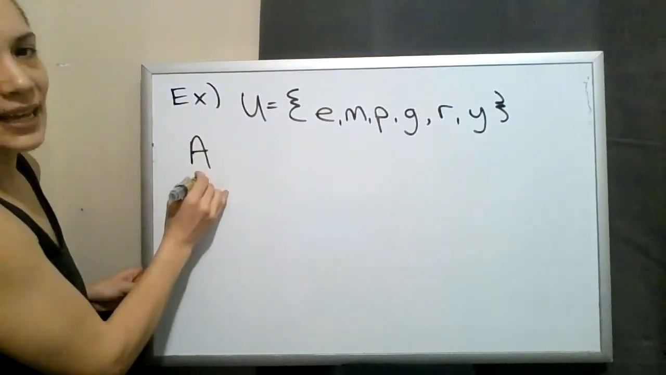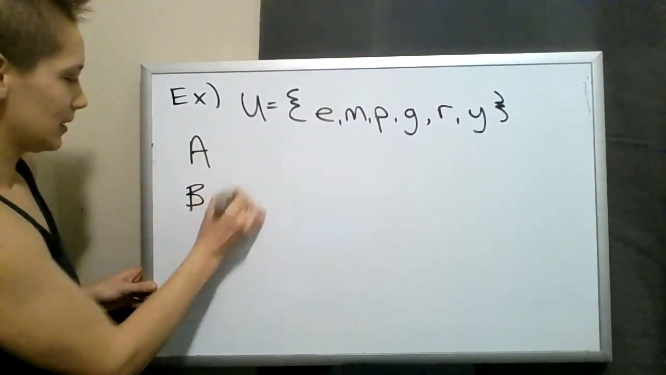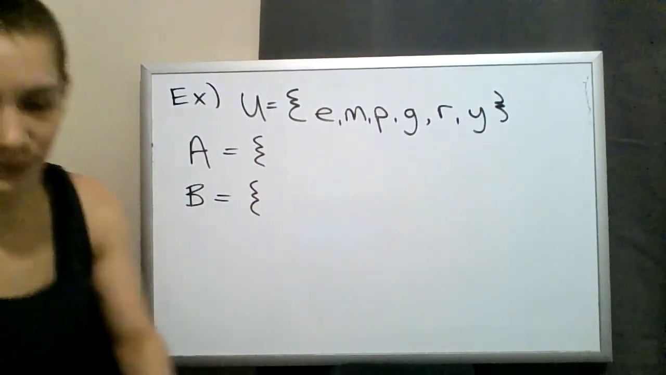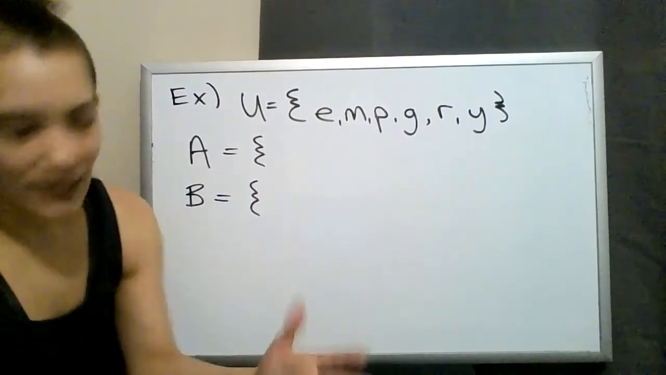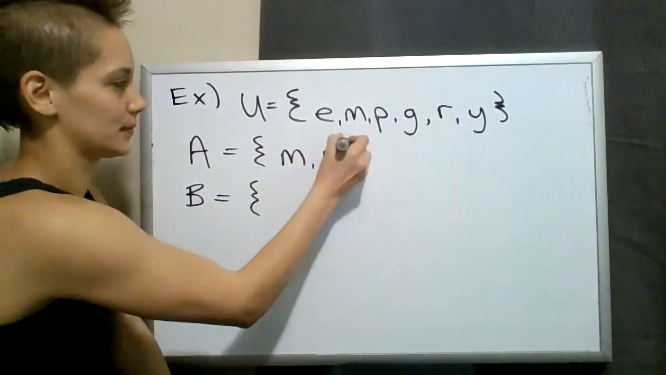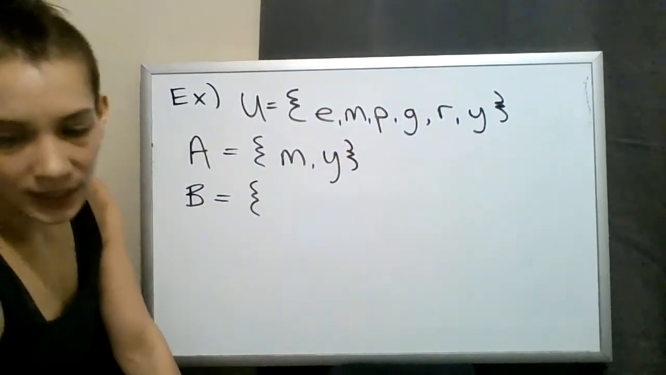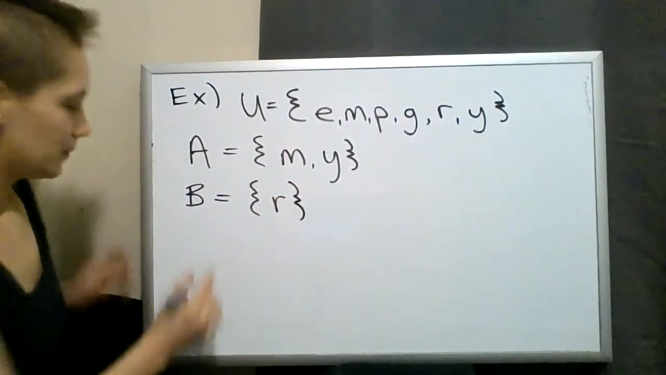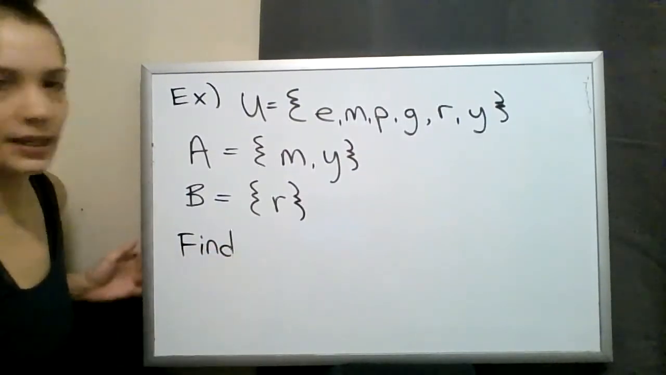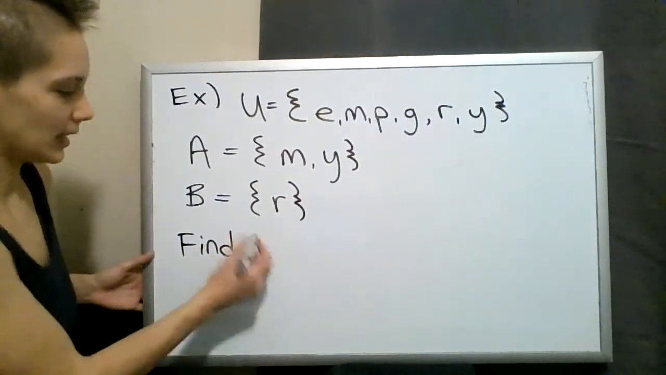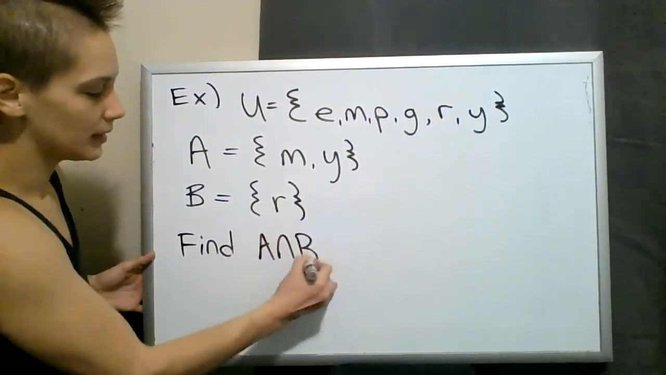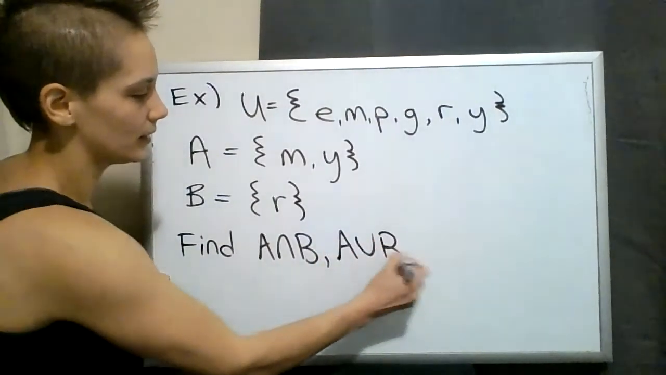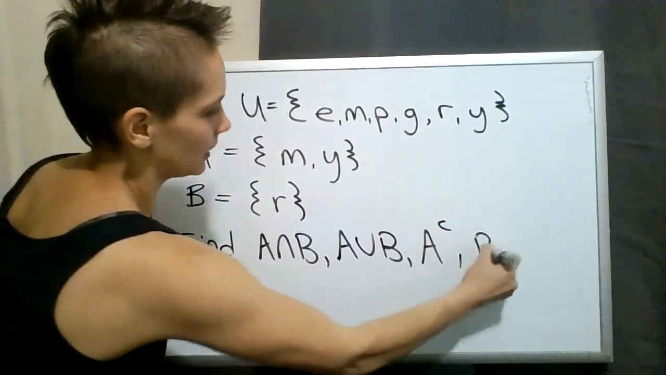We're going to stick with A and B as our subsets. A contains M, Y. And B contains R. Same kind of questions, like A intersected with B is one set we'll find. We're going to find the set A union B, A complement, B complement.